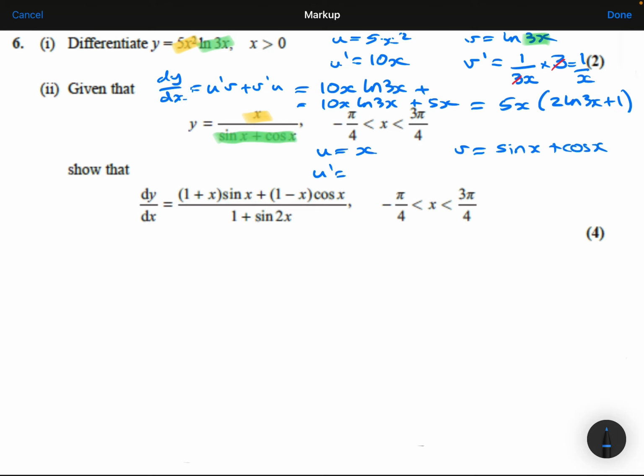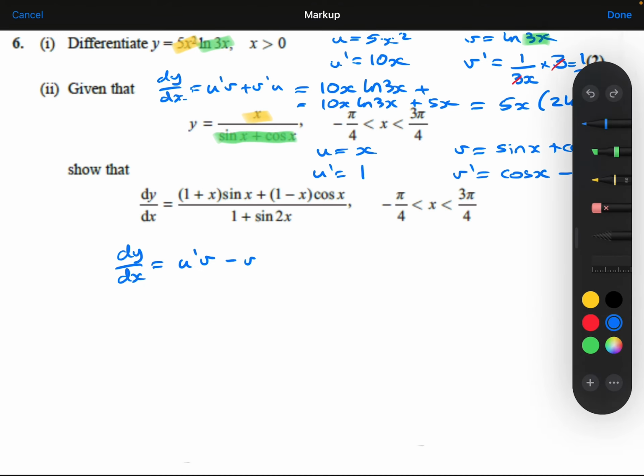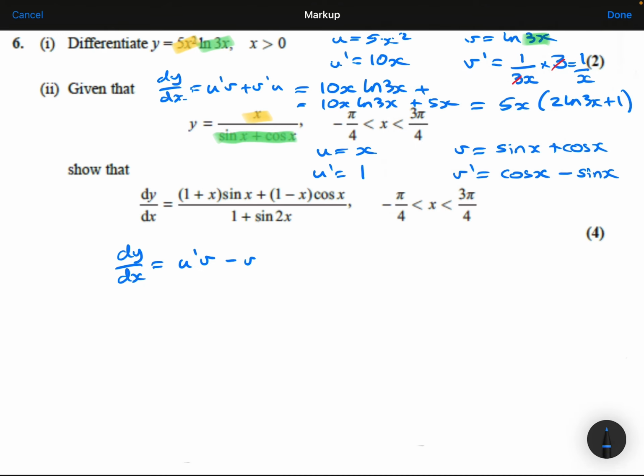So differentiating the x, I get 1. Now differentiating sine x, I get cos x, and differentiating cos x, I get minus sine x. Now to apply the quotient rule, which you do get given in the formula booklet. Not quite in this form, but you do get given this. Looks slightly different, but it's the same thing. u dash v minus v dash u over v squared.